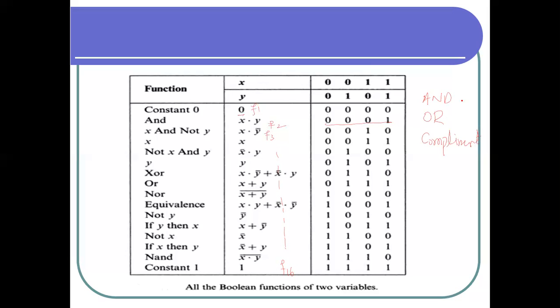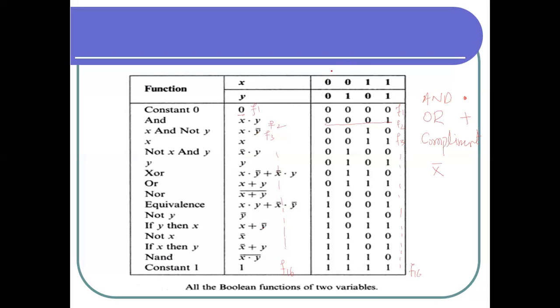And you can see this is dot, this is plus, and this is I can bar it. If you look over here, these are simple x, this is negation of x, and y, and these are the possible combinations of and, or, and complement. So these are all possible. This is f1, this is f2, this is f3, and so on. If you can see this, this is f16.